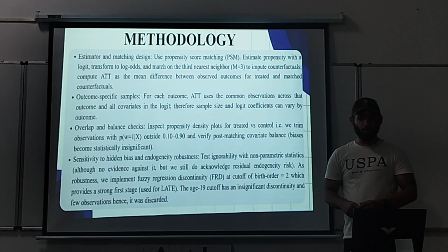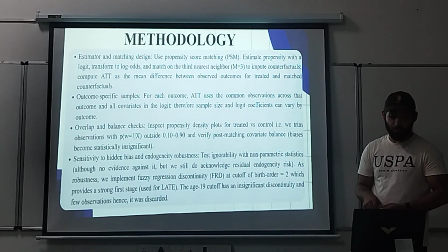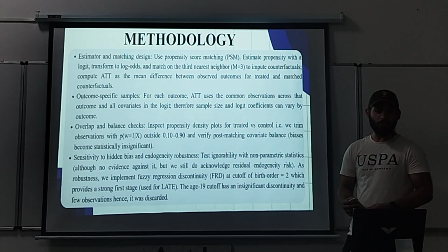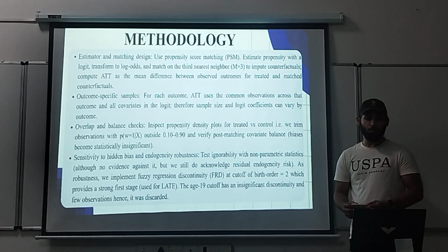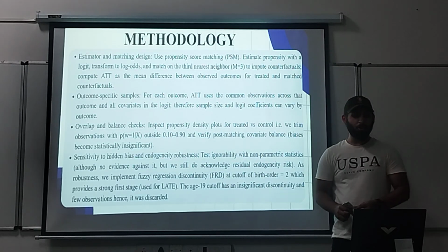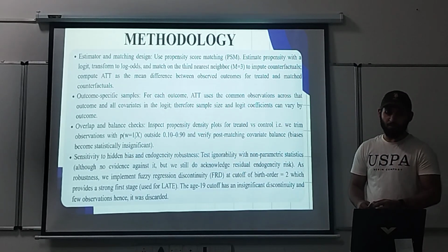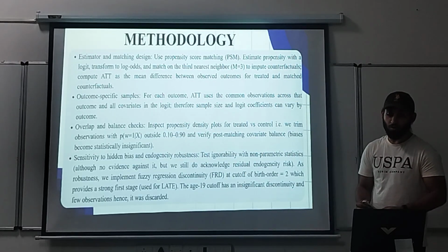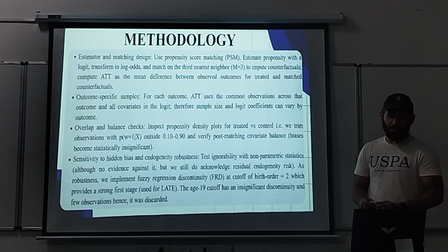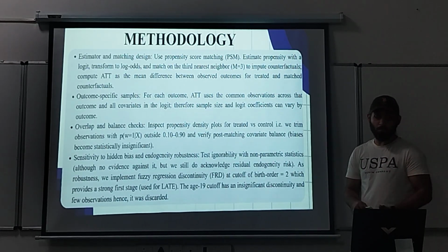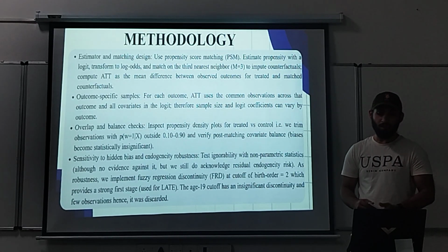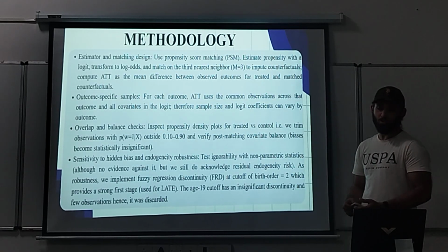We use propensity score matching to estimate the probability of receiving the treatment based on observed covariates. First, we estimate the propensity score using a logit model and transform it to log odds. Next, we match treated women to the third nearest neighbor to impute the counterfactual outcomes for the treated group. The average treatment effect on the treated is calculated as the mean difference between the observed outcome for treated individuals and their matching counterfactuals. For each outcome, ATT uses the common observations across that outcome and all relevant covariates in the logit. This means that the sample size and logit coefficients can vary by outcome as they depend on the specific characteristics of each group.